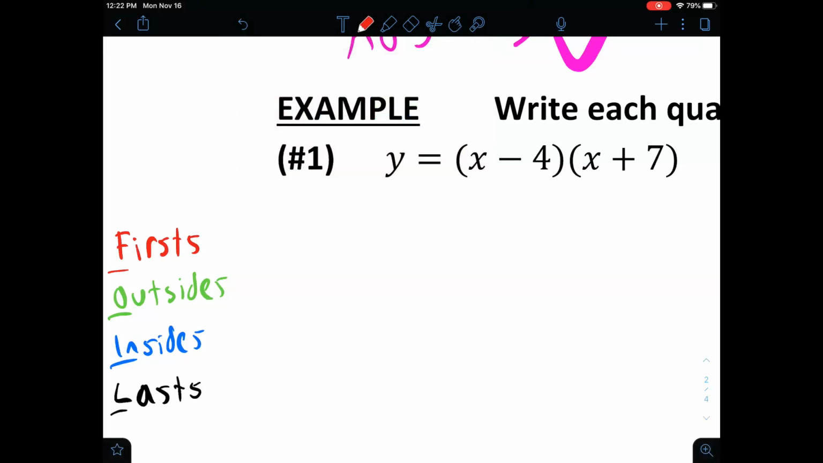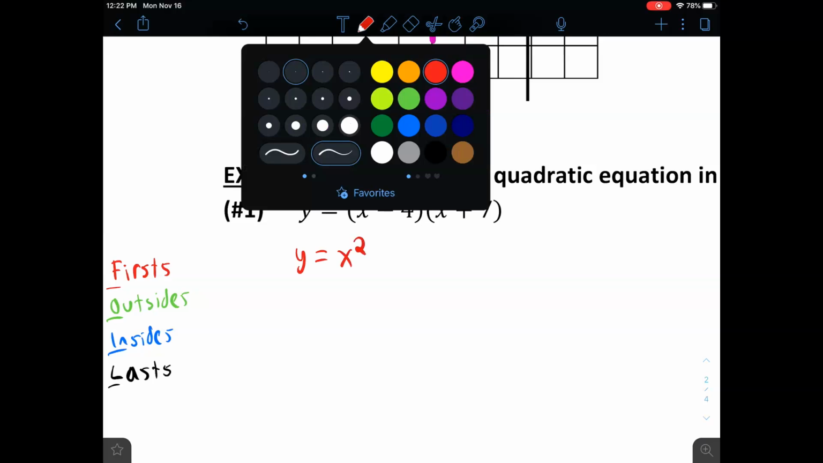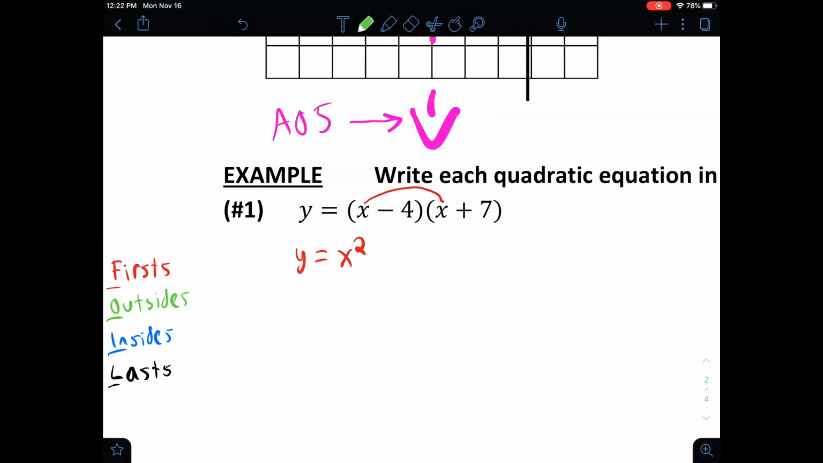Okay, so let's go through this together here. We have y equals x minus 4 times x plus 7. We're going to multiply the first terms in both expressions. x times x, that's the first, so x times x is going to be x squared. Then we multiply the outsides, x and 7, so x times 7 is going to be plus 7x.